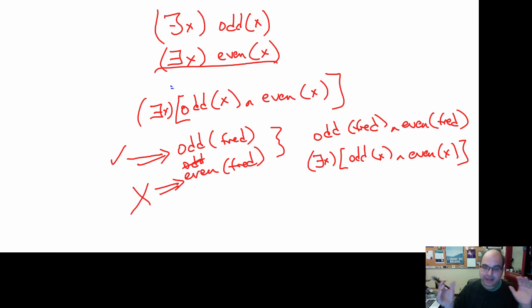Maybe it's 17. Sally is also a number. I don't know which one it is. Maybe it's 12, right? But the point is, there's nothing that says that they're the same number, right? Whereas if I give them the same name, then they have to be the same number. So that's just a caveat, all right?